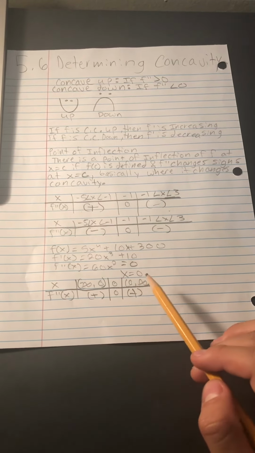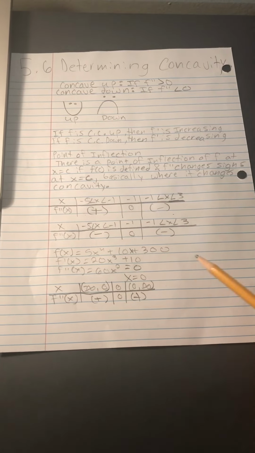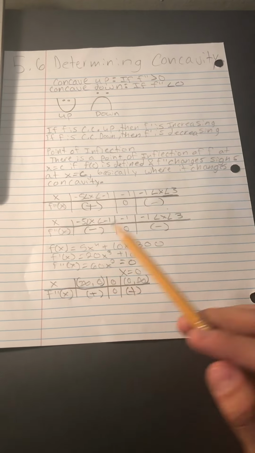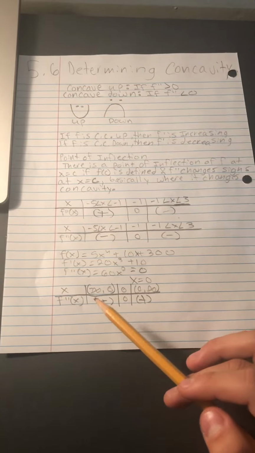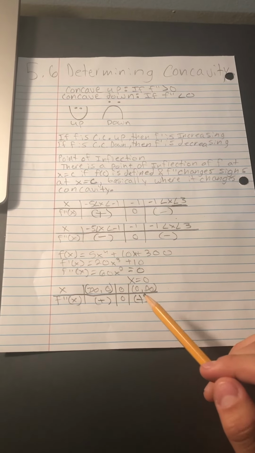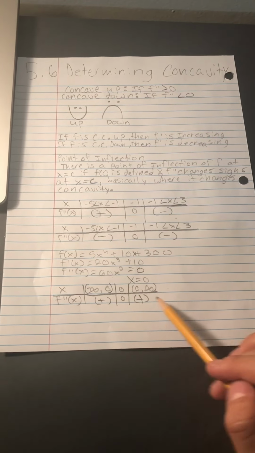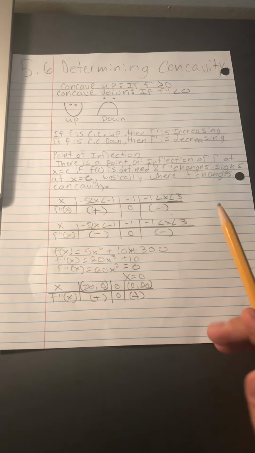This is a 0. And any value from 0 through infinity, let's say 5, plug it in, it's going to be another positive. So you have a concave up and another concave up, which means that there is no change of concavity at 0, so no inflection point.